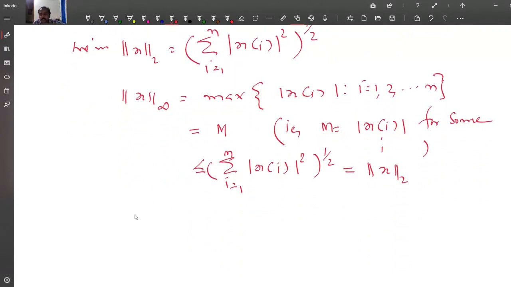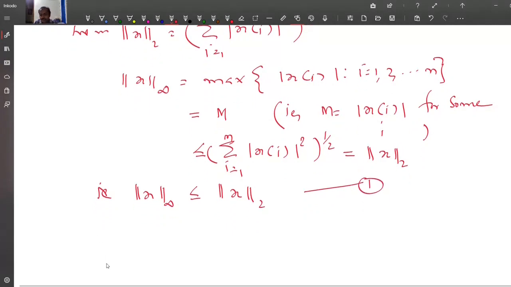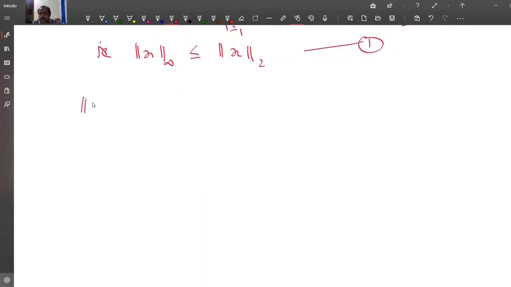That is, the sup norm of x is less than or equal to the 2 norm of x. This is taken as equation 1. Now consider the 2 norm of x. This is equal to (sigma i equals 1 to n modulus of x_i squared) the whole raised to 1 by 2.